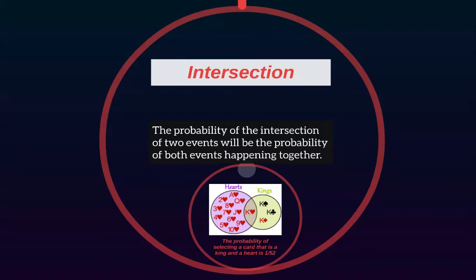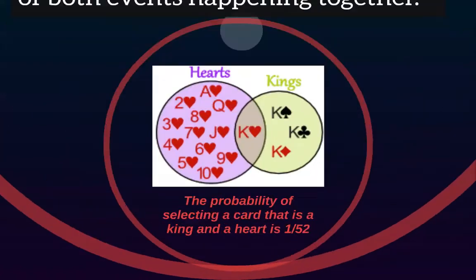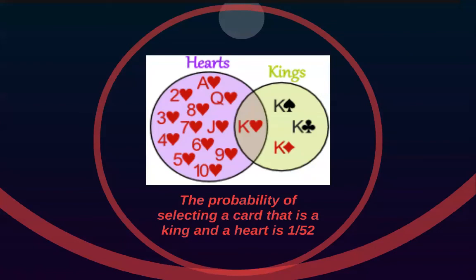The intersection would be when we are choosing both of them at the same time. So in this case, the probability of selecting a card that is a king and a heart, now we're only going to count the overlap area. So that's only 1 out of 52, much smaller probability.